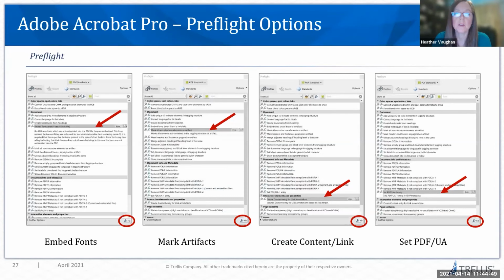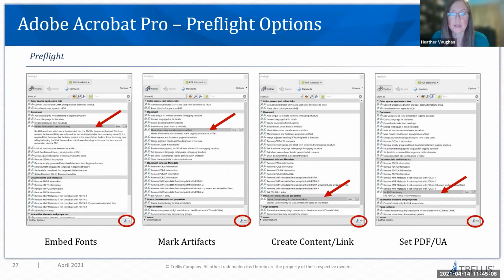Okay, so these are 4 different panels showing the 4 different Preflight options we use on our documents. The first one is embed fonts. You'll want to click this to embed your fonts. And the great thing about all of these is you click it, you click the fix button, and it magically fixes it. So the first one is embed fonts.